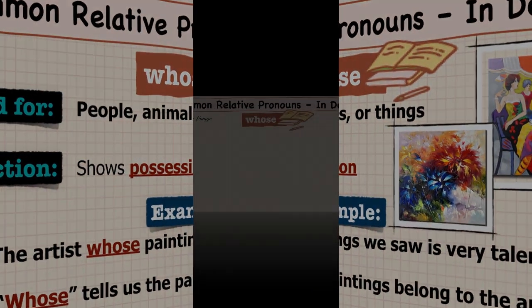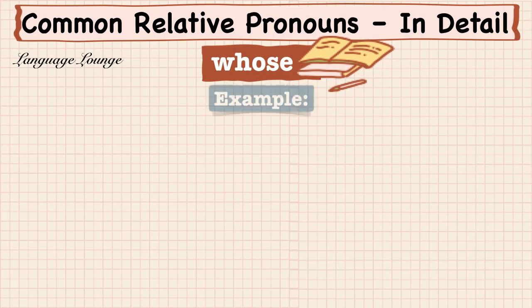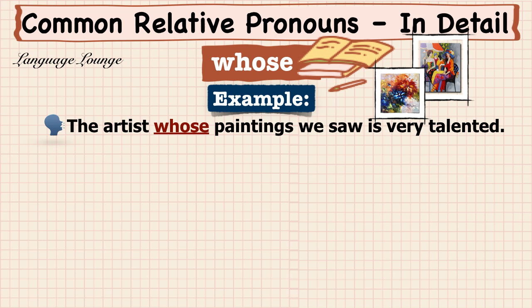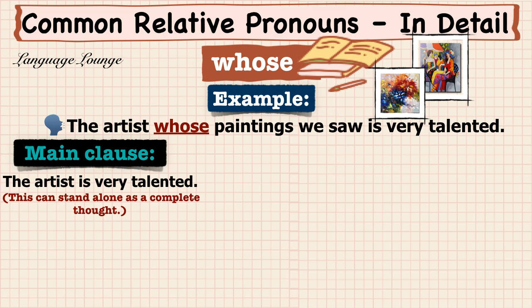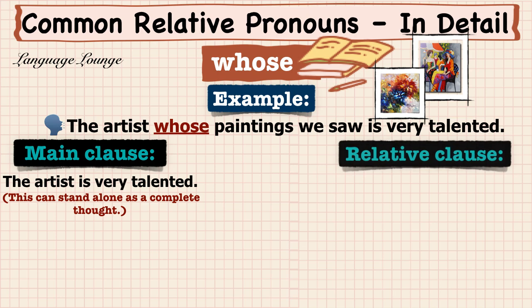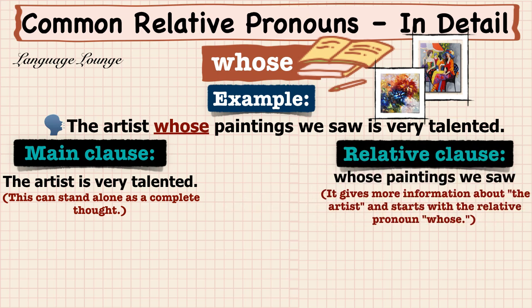Let's slow down and really break the sentence together. Our sentence is, the artist whose paintings we saw is very talented. First, let's find the main clause. What part can stand alone and still make sense? The artist is very talented. See, even without extra details, it's a complete thought. Now, what about the relative clause? Whose paintings we saw? This part gives us more information about which artist we are talking about.